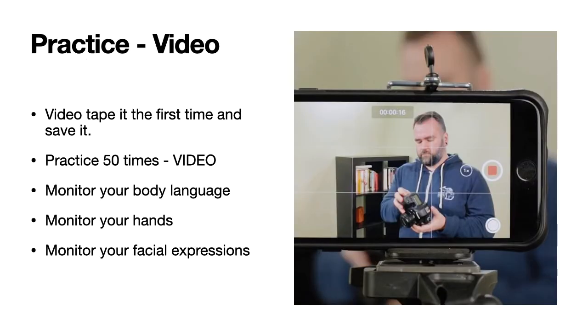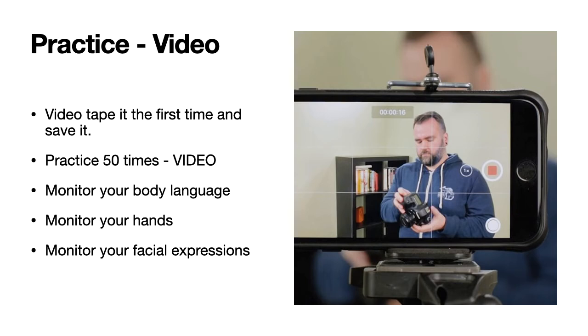Now, when you're ready to videotape, record it once and save it. This way you'll have a benchmark to see where you started and how you've improved with time. Practice 50 times and save the different versions so that you can choose the best one. Monitor your body language when you're recording. Don't over-exaggerate your hand motions and don't put them where they're never seen. Your hands can provide gestures that are in line with the story that you're telling. Monitor your facial expressions. Try and have a smile, but not a fake one. So the smile can appear when you are speaking about pleasant things in your video.